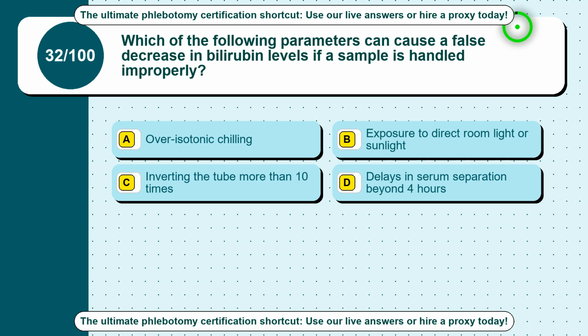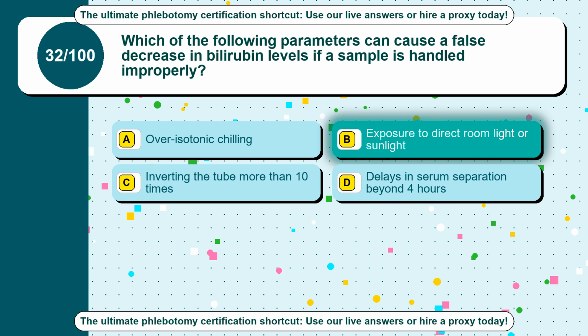Question 32. Which of the following parameters can cause a false decrease in bilirubin levels if a sample is handled improperly? Option A, over-isotonic chilling. Option B, exposure to direct room light or sunlight. Option C, inverting the tube more than 10 times. Option D, delays in serum separation beyond 4 hours.